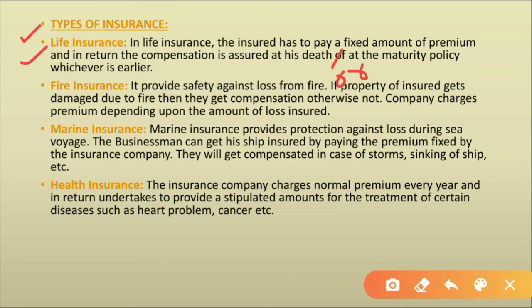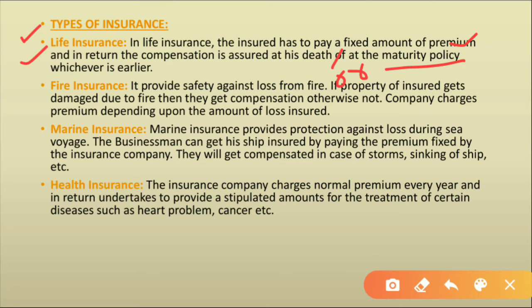Now for taking the insurance policy, the company will not give you money for free. In between, either monthly, quarterly, half yearly or annually, you have to deposit some amount of money with the company. That money is the premium. So at death, after my death, that money will be received by me or my family, or after the maturity period.